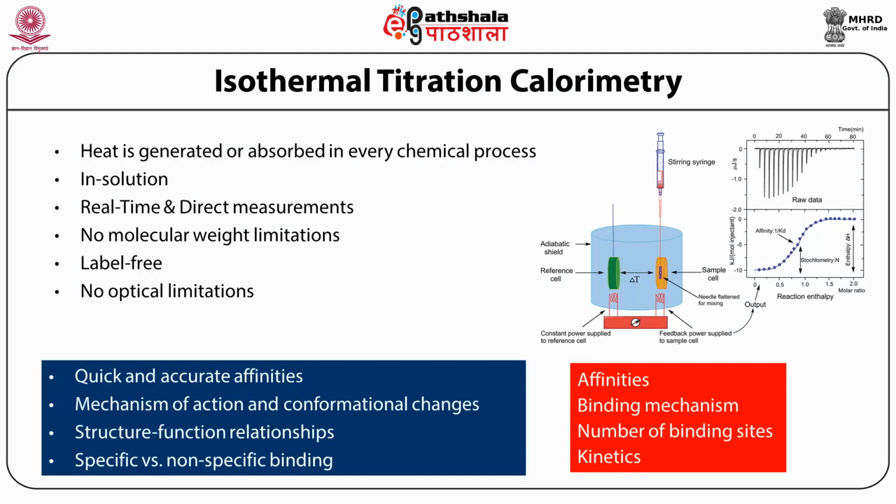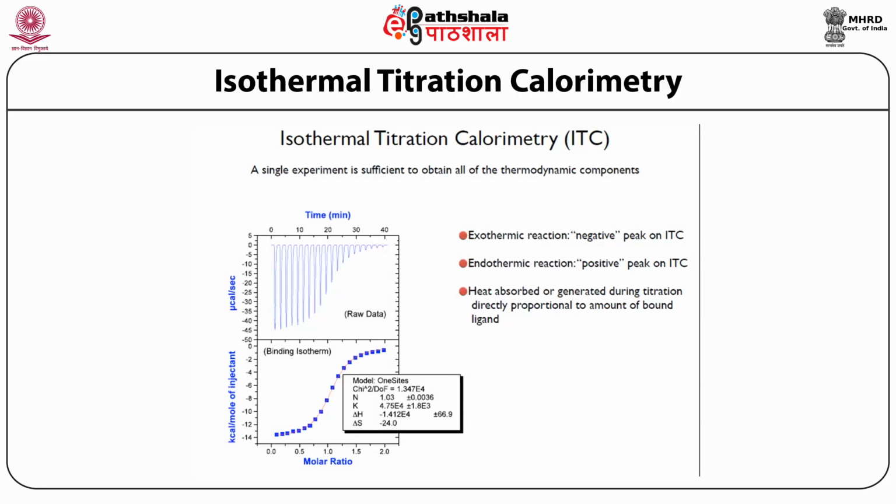The mechanism of action and conformation changes can be determined, and of course a structure and function relationship can be established between protein and ligand, and you can differentiate between specific versus non-specific binding in ITC. Through ITC, we can measure the binding affinity, the mechanism of the binding, number of binding sites, and kinetics of the reaction.